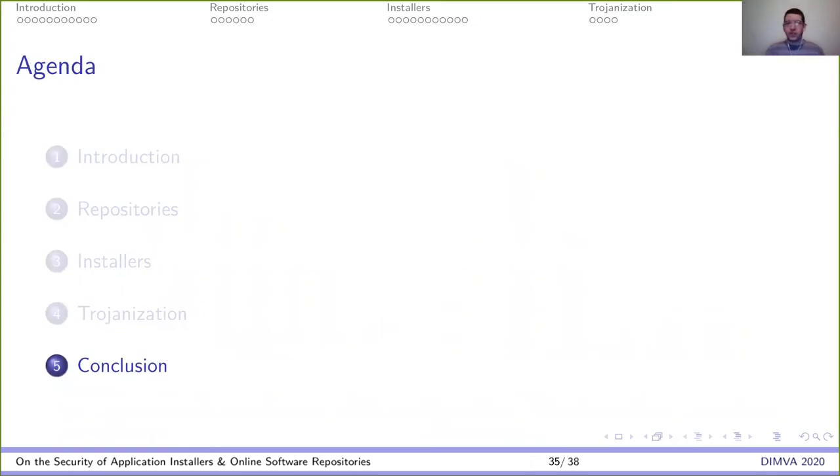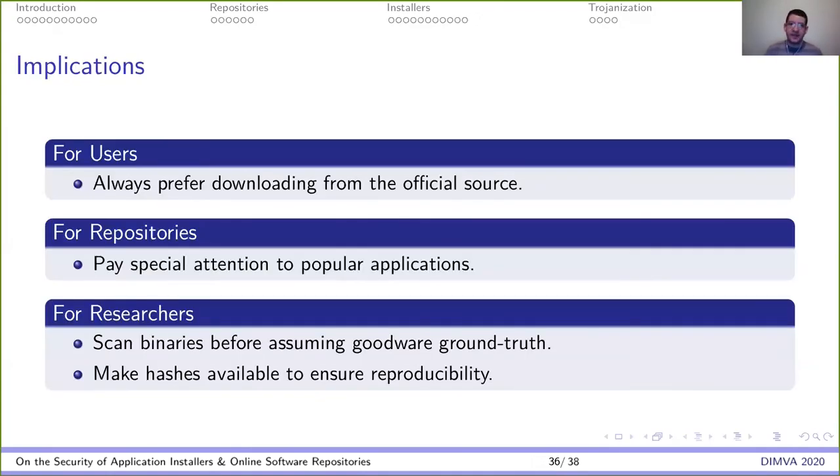And well, going to the conclusions, there are some implications about the findings that I have presented that I would like to discuss. For the users, the best measure to be protected is to download the software from the official source, like for instance from the developer website, if they are aware of it. I know this is old, but gold, right?